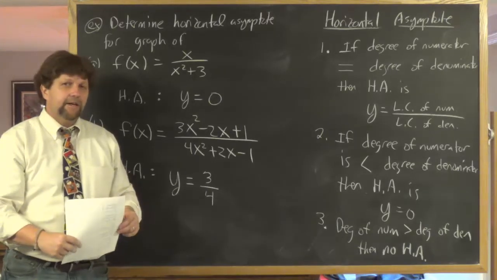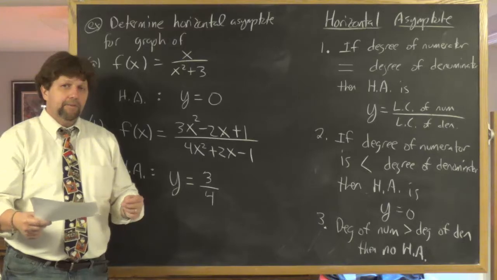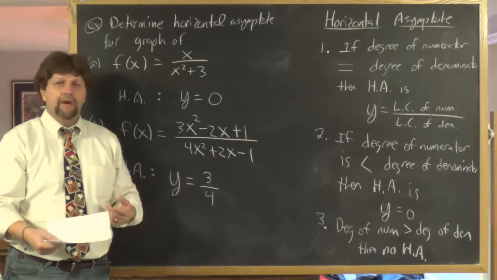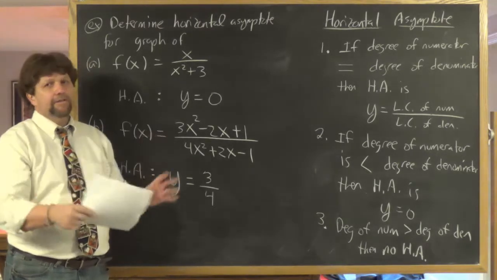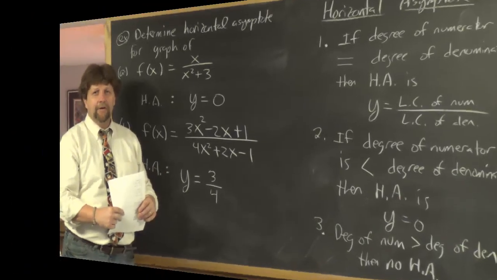That's all there is to finding horizontal asymptotes. So when we come back, we're going to do one example of actually sketching the graph of a rational function. We're going to kind of put all of this stuff together. So that's the next example. Come on back for it.